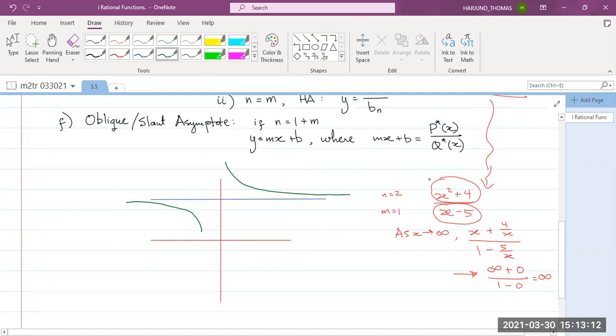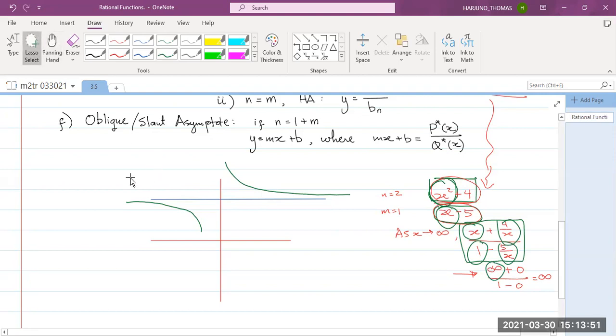But if the degree on the top is greater than the degree at the bottom, then when x goes to infinity, the numerator will go to infinity faster compared to the denominator. As we can see with this analysis here, if we divide the top and the bottom by x, then you will see x on the top, but the rest will eventually go to a constant or 0. So we still have that infinity.